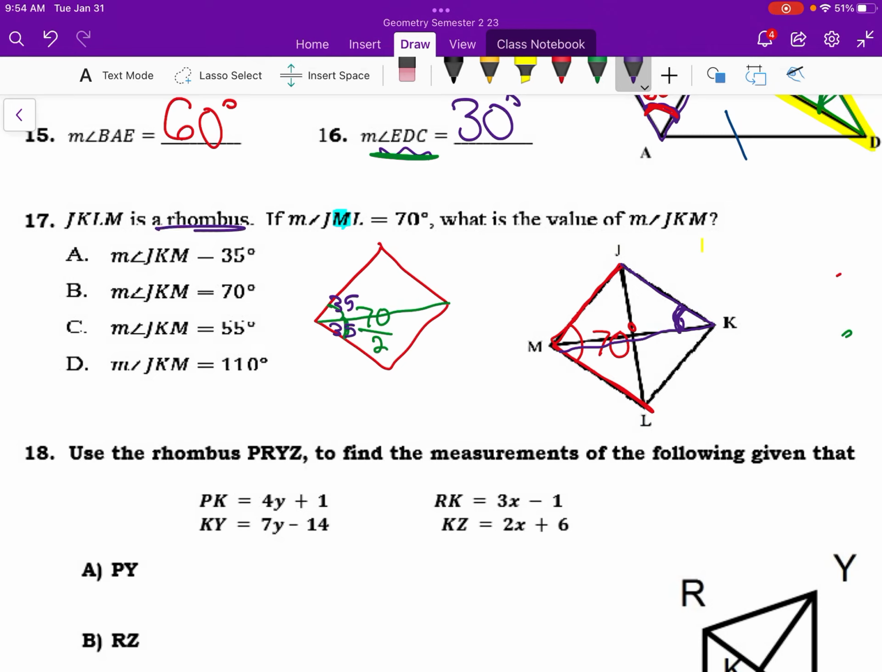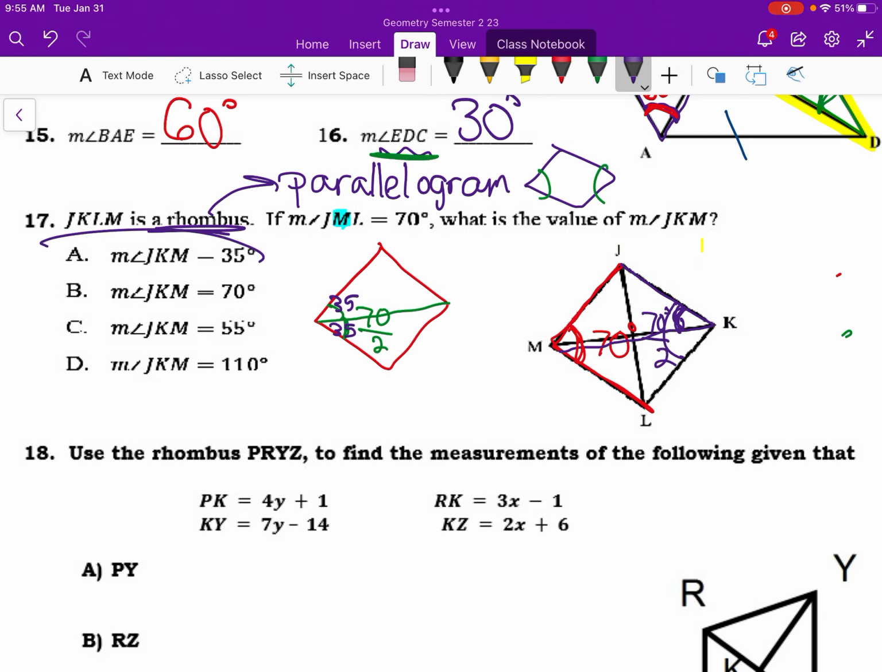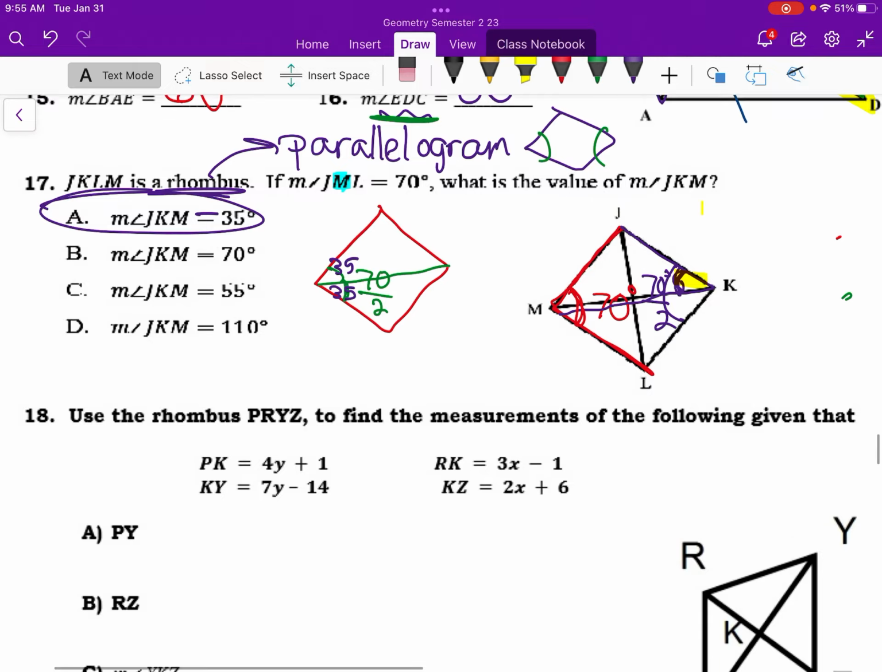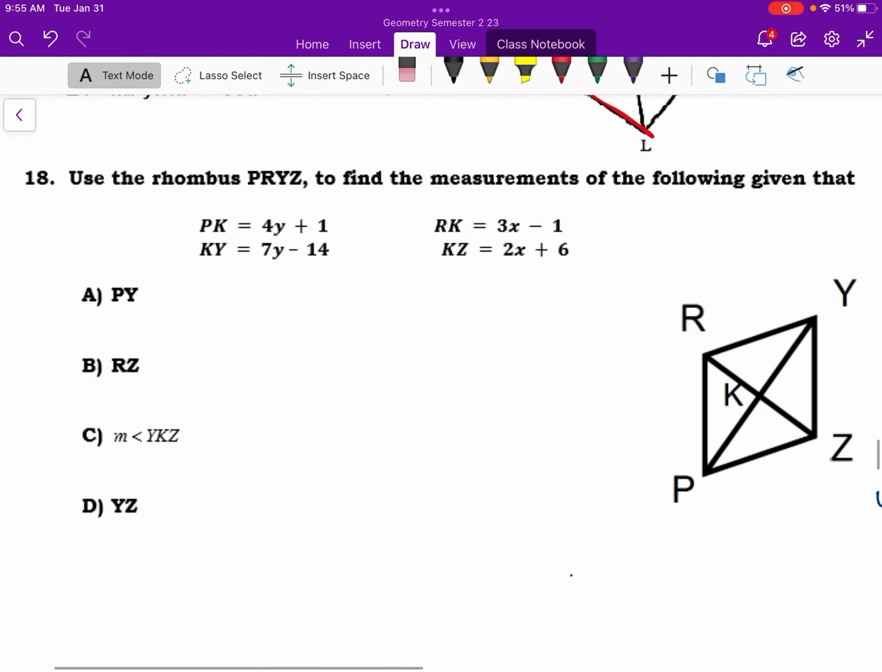Well, because a rhombus is also a parallelogram tells me it inherited the property that opposite angles are congruent. So if that whole nugget is 70 degrees, this whole angle is also 70 degrees. What's half of 70? Well, that is 35 degrees. So again, 35 degrees is for each of these sections because a rhombus cuts angles in half. All right, last one. That's it, guys.